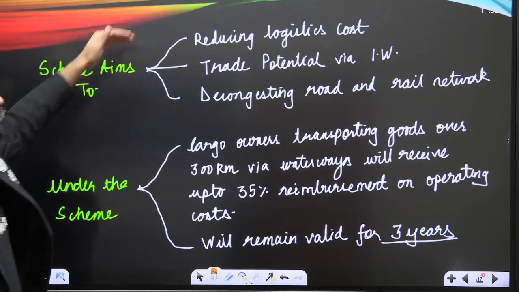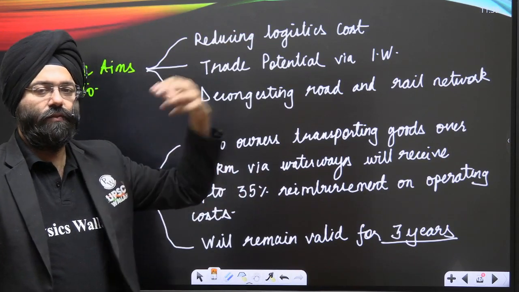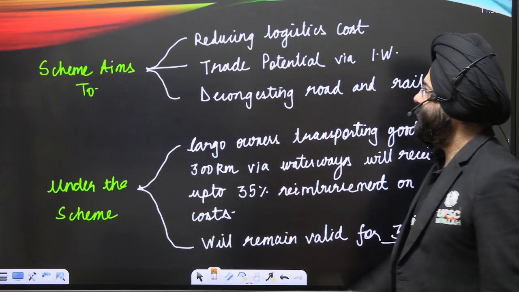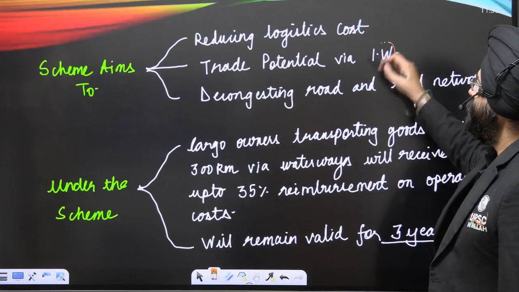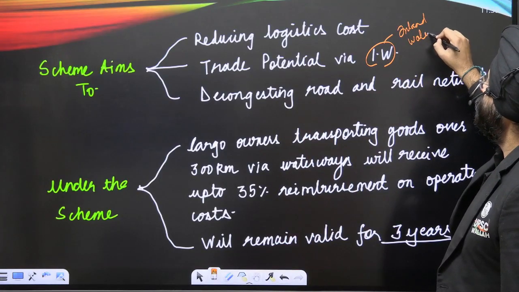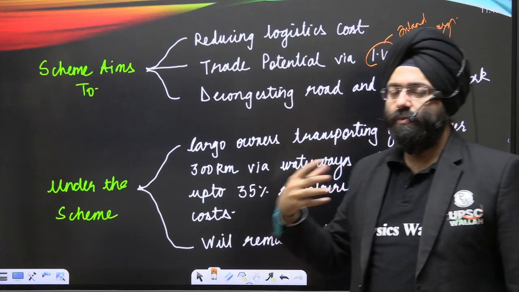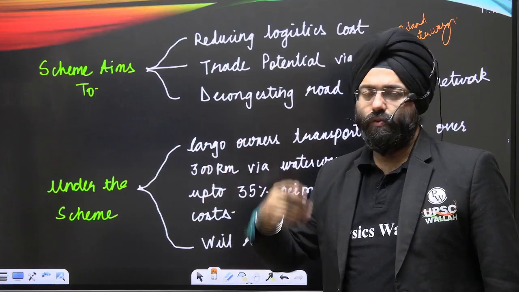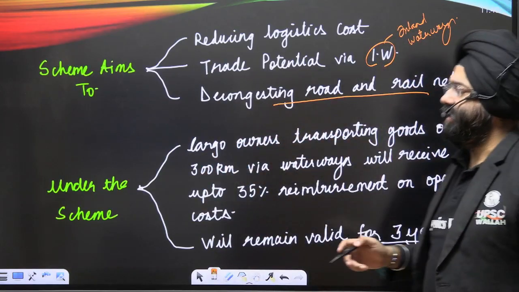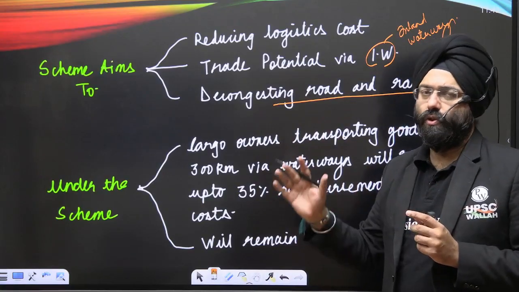Let's move ahead. The scheme aims to reduce the logistics cost. Logistics is the way one item or entity is transferred from one place to another, so how can we reduce the cost. Next is trade potential via inland waterways. There is a lot of potential because you can transport goods at a very fast pace. Next is decongesting the roads and the railways. So this is what the government is basically aiming at. A lot can be transported through the waterways.